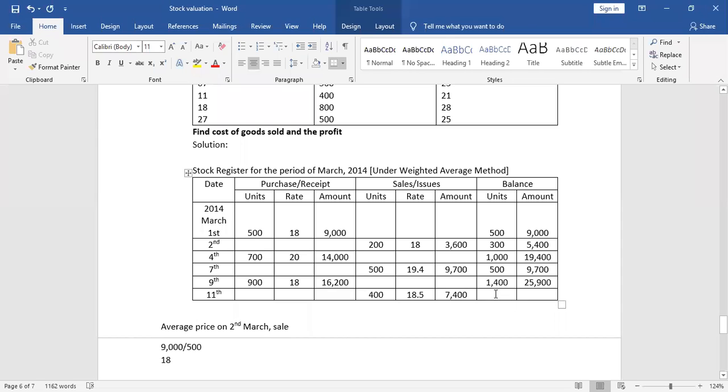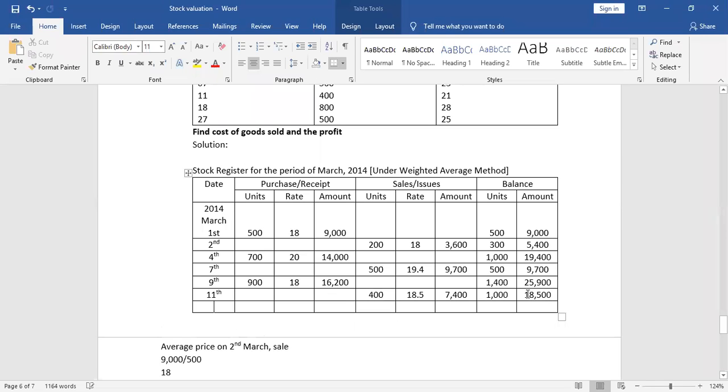So how much is left with us? Out of 1,400, 400 has been sold. So how much is left? 1,000. And out of 25,900, 7,400 we have sold. So how much is left? 25,900 minus 7,400, you will get 18,500. So next, this one is also done. Any confusion?